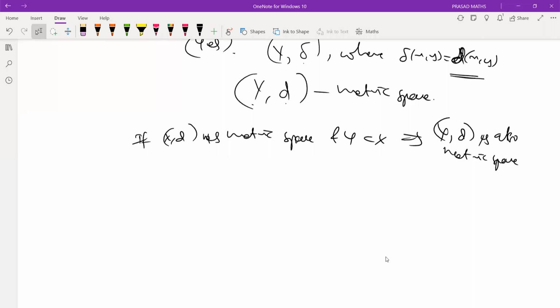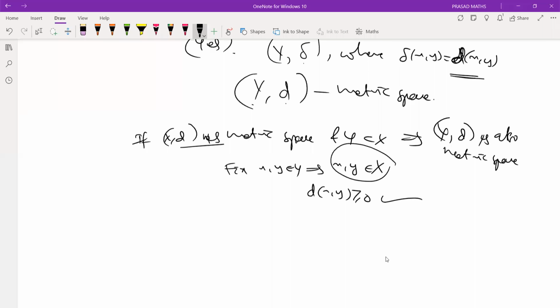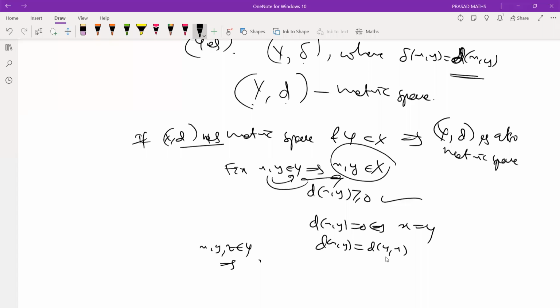Why? Because you start with any elements in Y. What is d of x comma y? It is automatically non-negative, because any elements in Y are automatically in X, and X is a metric space, so distance is non-negative. And the distance between x and y is 0 if and only if x equals y, because any x you take in Y is automatically in X. Distance between x and y equals distance between y and x, because those elements are in X also. Again, take any three elements in Y, which are automatically in X, so the triangle inequality holds.